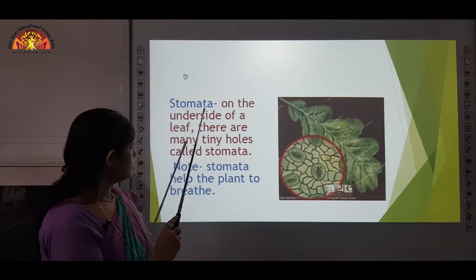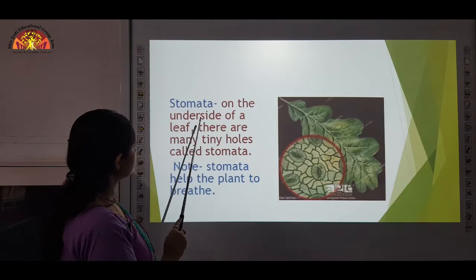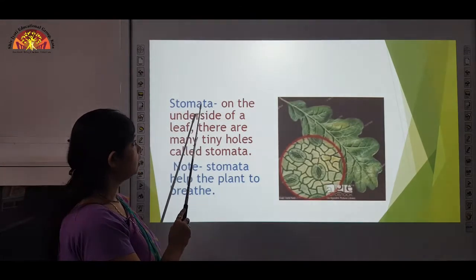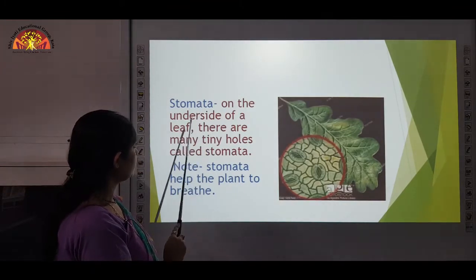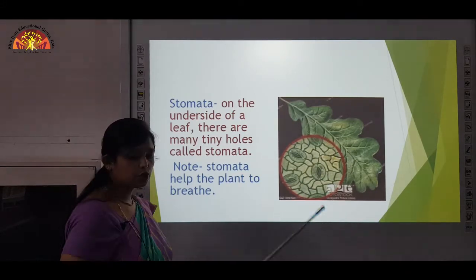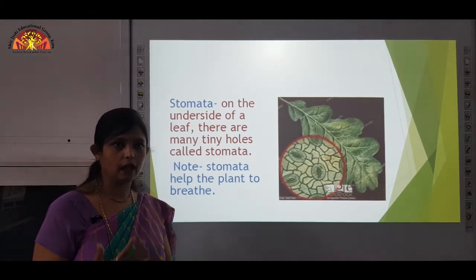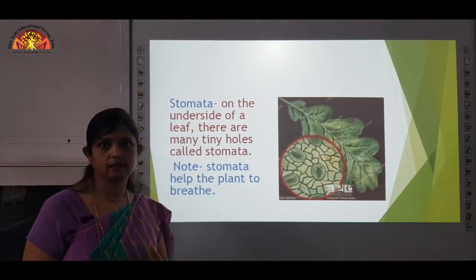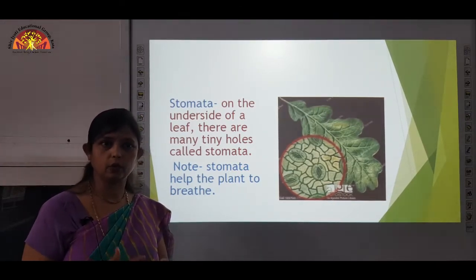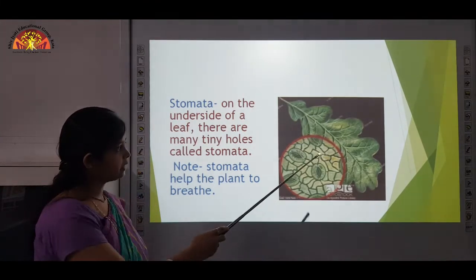Now there are some tiny holes present on the underside of a leaf. Now you can see stomata. These are called stomata. These are present on the underside of the leaf, and these are very tiny holes. You can see the diagram over here. Now children, they are so tiny, so minute that you cannot see them with your naked eyes. You have to use a magnifying glass or a microscope, then only you can see them. But they are present on the lower side of the leaf, and you can see the diagram shown here.